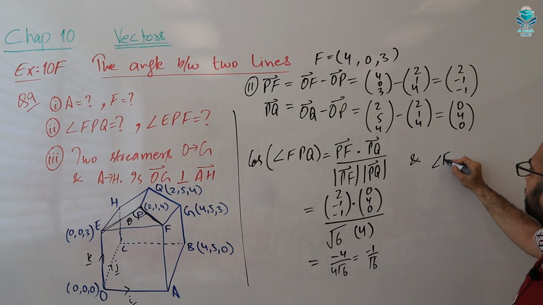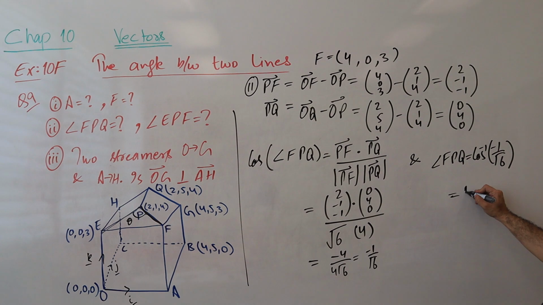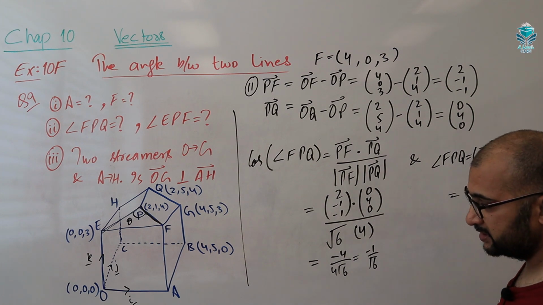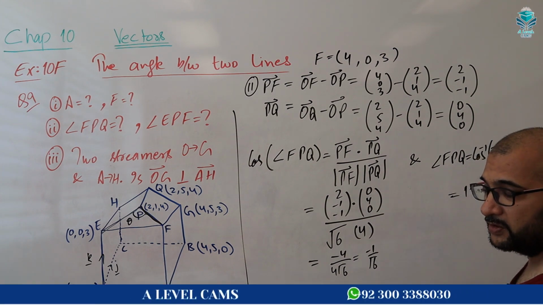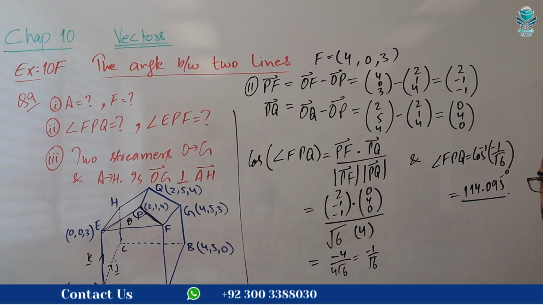So the angle FPQ is cos inverse and this is 114.095 degree. Because this value is negative, this means it lies in the second quadrant and the second quadrant is angle between 90 to 180. So your angle is 114.095.